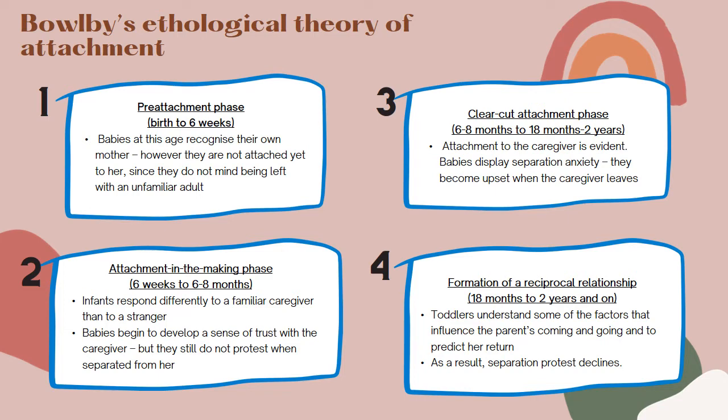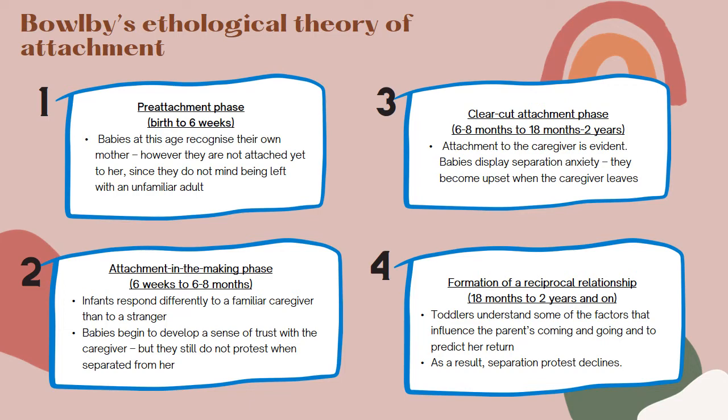Second phase is attachment in the making phase, between 6 weeks to 6 to 8 months. Infants respond differently to a family caregiver than to a stranger. For example, they may smile to their mothers or fathers but not to strangers. Babies begin to develop a sense of trust with the caregiver, but they still do not protest when separated from her.